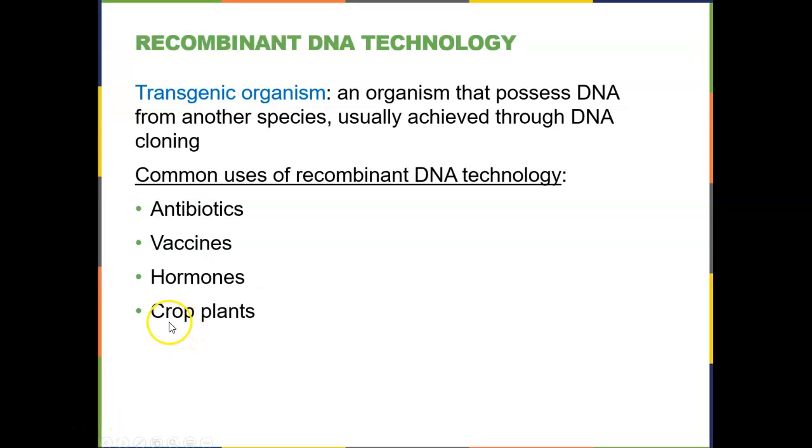And also we can make different crop plants which are, say, resistant to temperature, like I mentioned before, or resistant to certain pesticides. And so these crop plants are what we call GMOs.